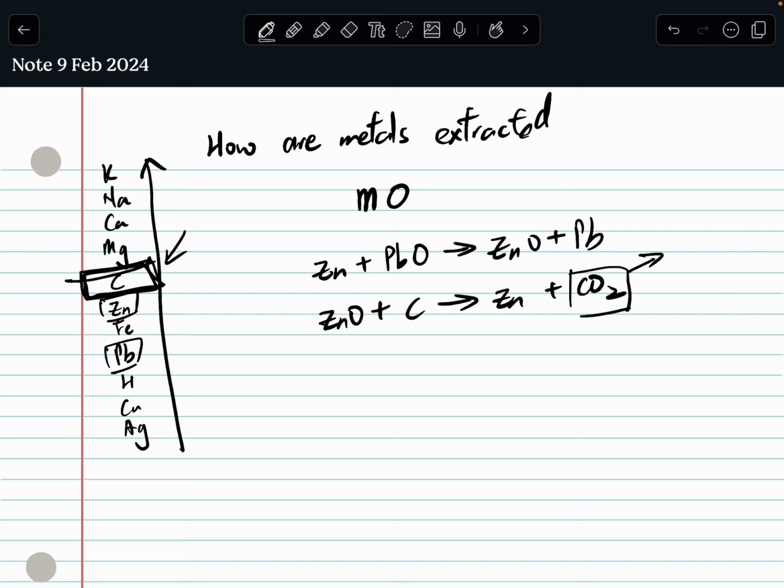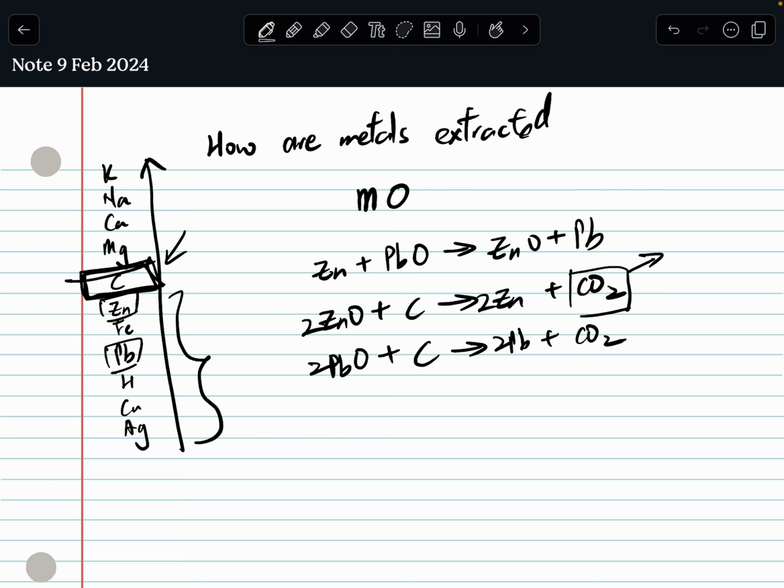Another example, oh wait, we need to balance this. So 2 oxygens here, and then 2 zinc. Another example, let's say lead oxide plus carbon is going to form lead and carbon dioxide. It's the same thing, the same equation for every metal down here.